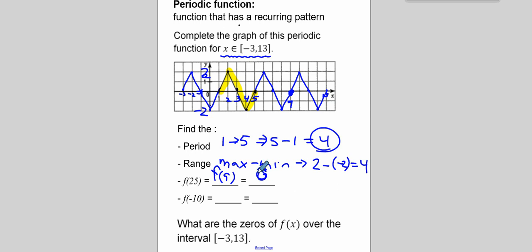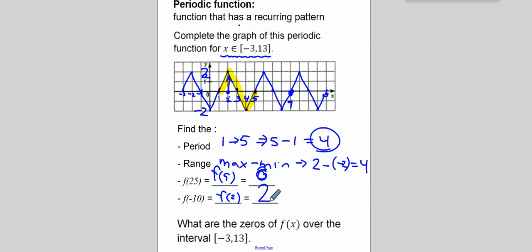At -10, it's the same thing, but then we're going to go upward. So at -10, if we move periods of 4, we're going to do -10 plus 4, that's -6. Plus 4 is -2. Plus 4 is 2. So it's the same thing as f of 2. And at 2, you can see that your y value is 2. So that would be that.